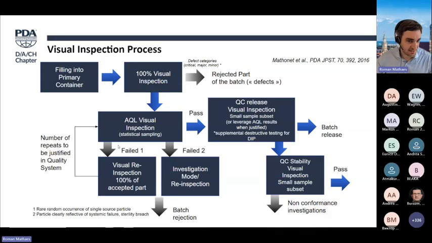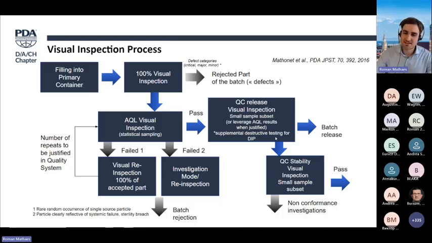AQL testing can fail and can be repeated, but it needs strict rules and predefined measurements anchored in the quality system, how and when a repeat can be done. And it typically includes that the defects need to be randomly occurring and not suggesting a complete system failure, loss of sterility. If this is the case, typically the batch is rejected and an investigation is started. A lot of companies then leverage the AQL results for their QC release. Some do small sample subsets on top, and then the batch is released.